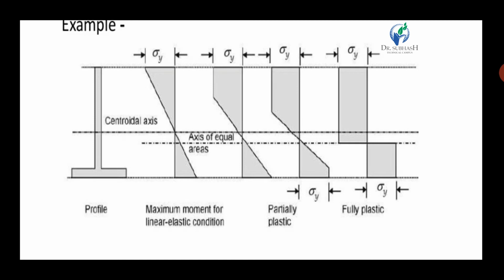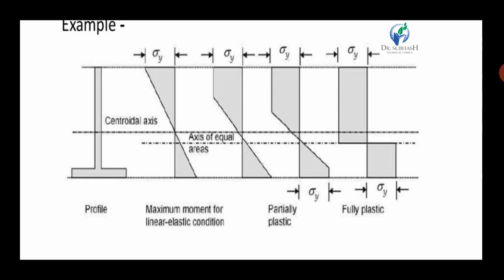Now the centroid axis passes through this flange of the T. For the maximum moment in the inner elastic condition, you can see that sigma y should be reached up to the final stage of partially plastic. At that time, it should be noted at the equal area axis.